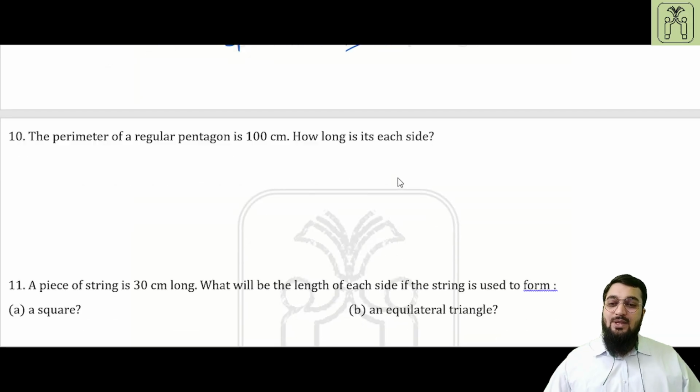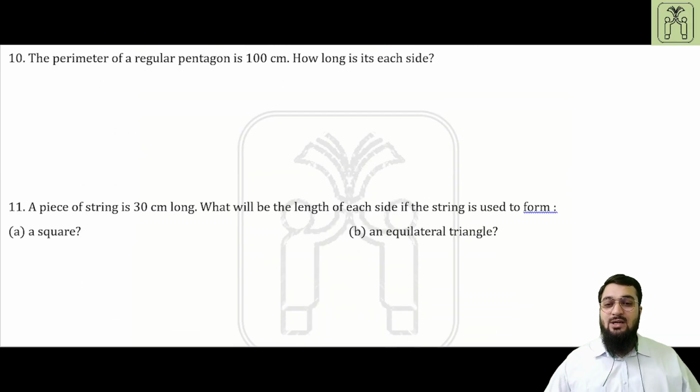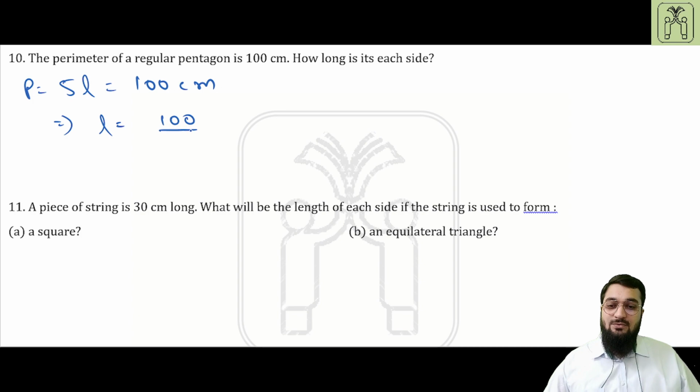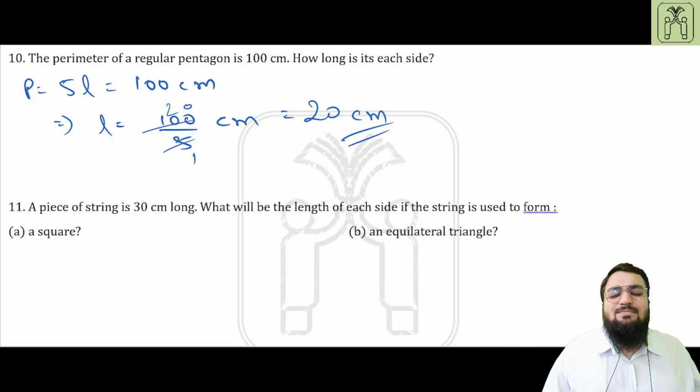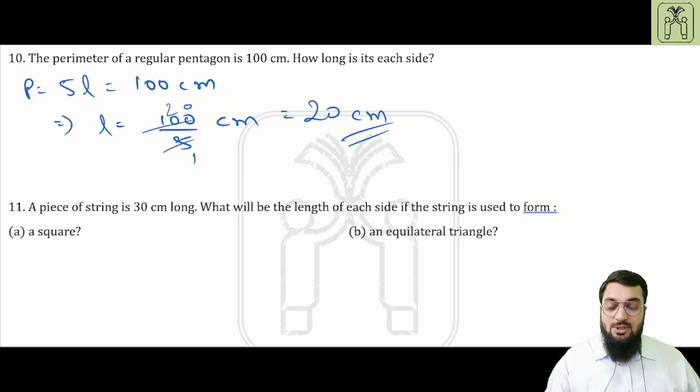Question number 10. The perimeter of a regular pentagon is 100 centimeters. So for a regular pentagon, you know all sides are equal, and for the perimeter, we just have to add L 5 times, that will give us 5L, and it will be equal to 100 centimeters as per the question. How long is each side? That is 100 upon 5, and the answer will be 20 centimeters, the length of each side of the regular pentagon.